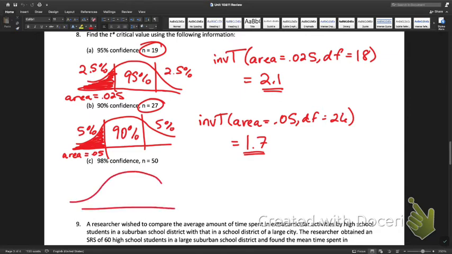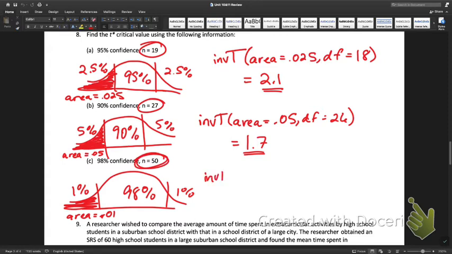98% confidence. I've got 98% in the middle. That means I have 1% on either side, so I have an area of 0.01. N is 50. Inverse t. Area is 0.01. Degrees of freedom would be 49.